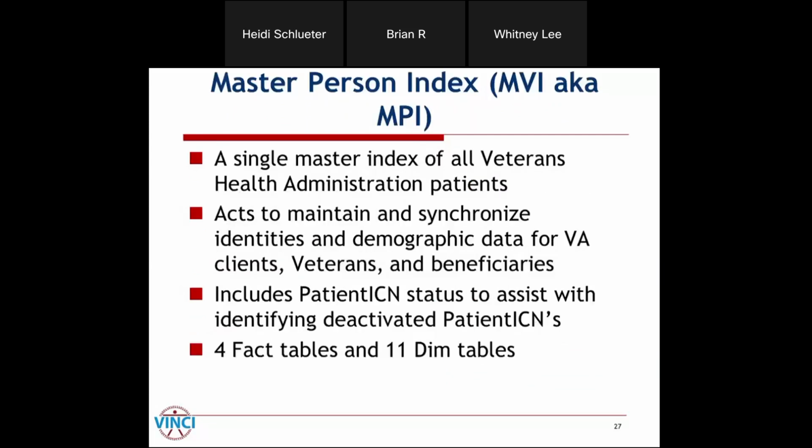The Master Person Index, the MVI, also known as the MPI. So this is a single master index of all veterans that are in the health administration. This acts to maintain and synchronize identities and demographic data for all of VA clients, veterans, and beneficiaries. This includes a patient ICN status to assist with identifying deactivated patient ICNs. And there are 4 fact tables and 11 dim tables in this domain.